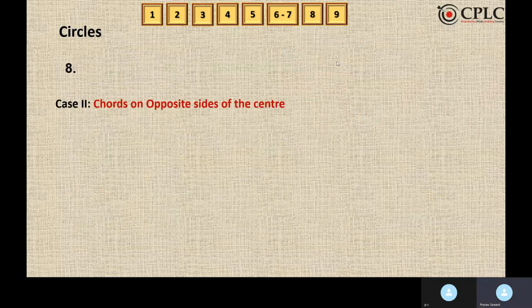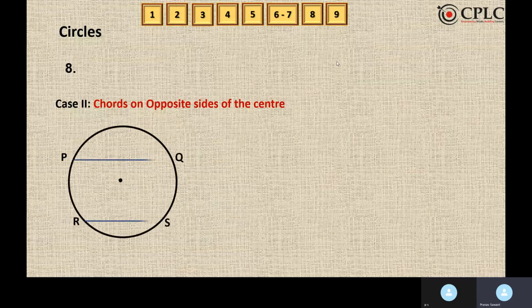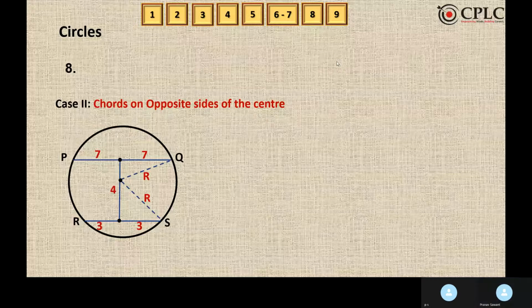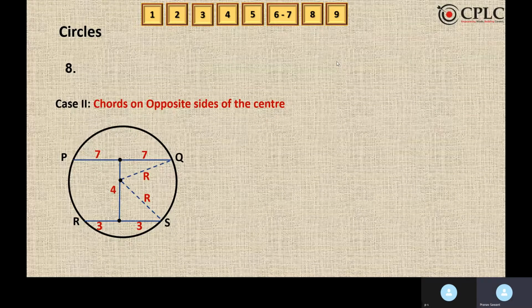Moving to the next part. Now we have to consider the second case also. Second case is chords are on the opposite side of the center. That means in this way. Now everything is going to be the same, but the diagrams are going to be different. So the diagram will be in this way. Now, if I assume the smaller height as d, the other height is going to be 4 minus d.